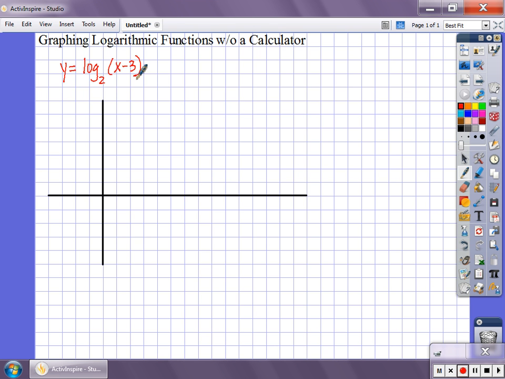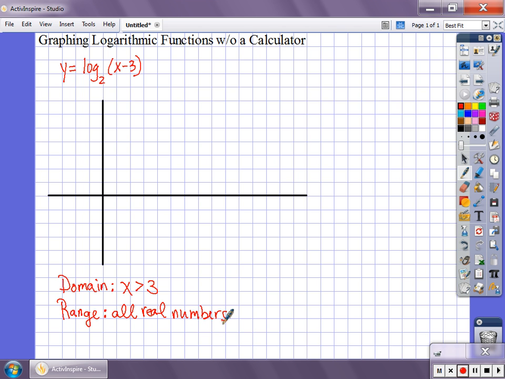Now first let's talk about our domain and range. Okay? Domain of vanilla log is x is greater than 0. But because of this minus 3 in here, we've shifted everything to the right 3 units. Remember, subtract on the inside, shift to the right. And so instead of being x is greater than 0, x is going to be greater than 3. The range for logarithmic functions never changes. It's always all real numbers. And it doesn't matter where you shift your graph for that.